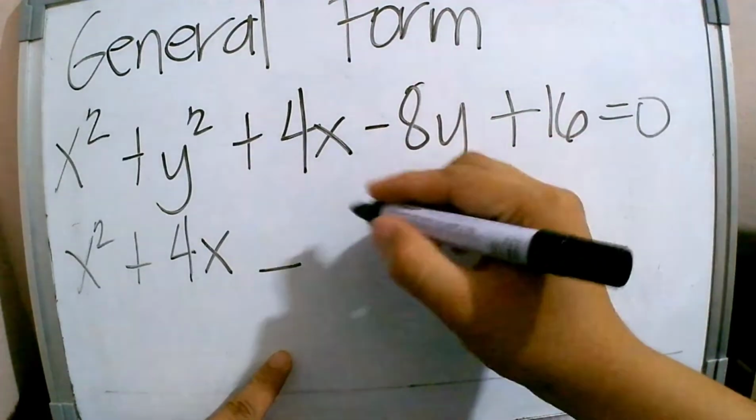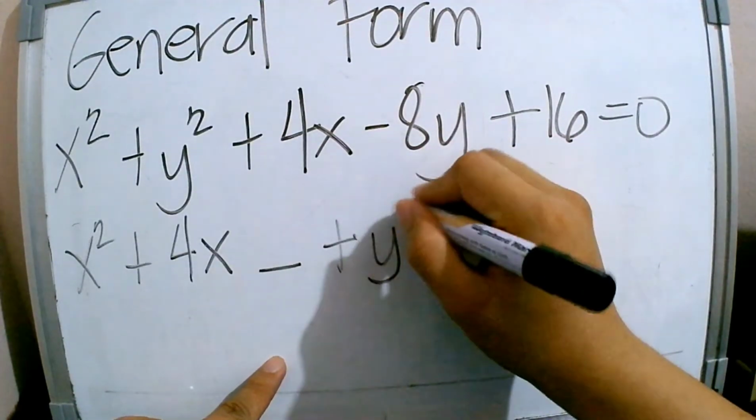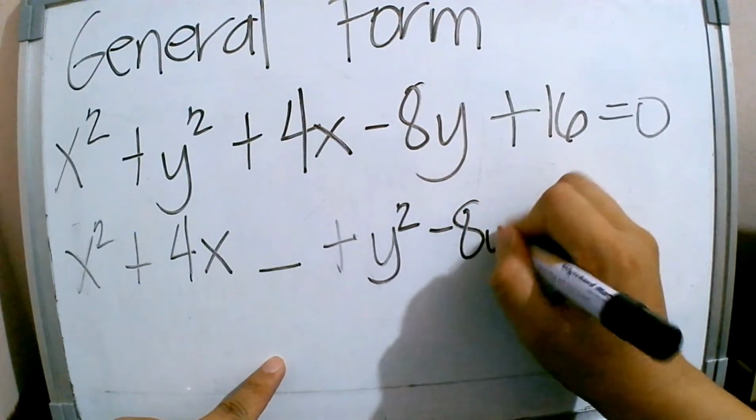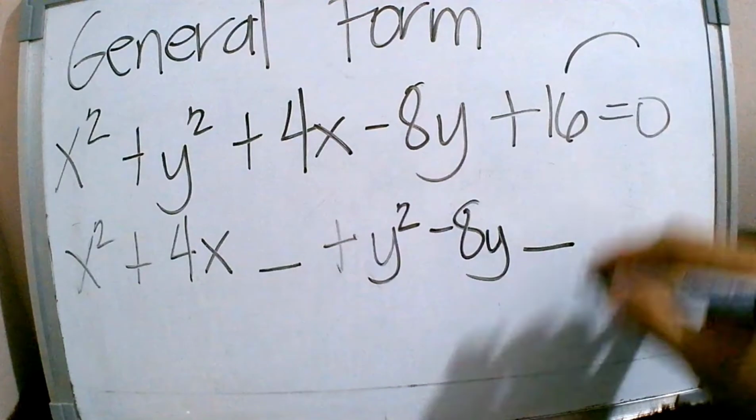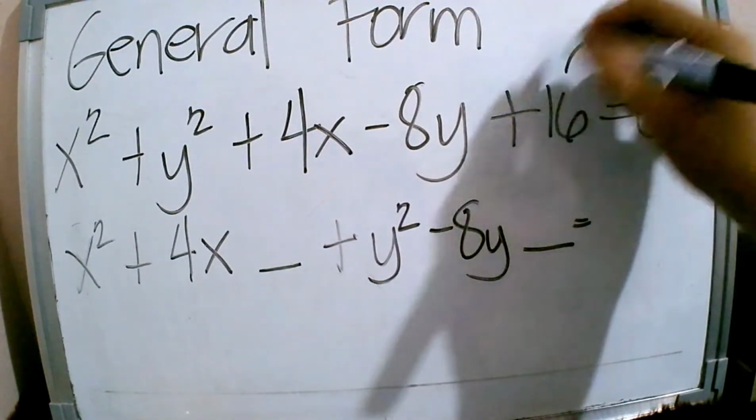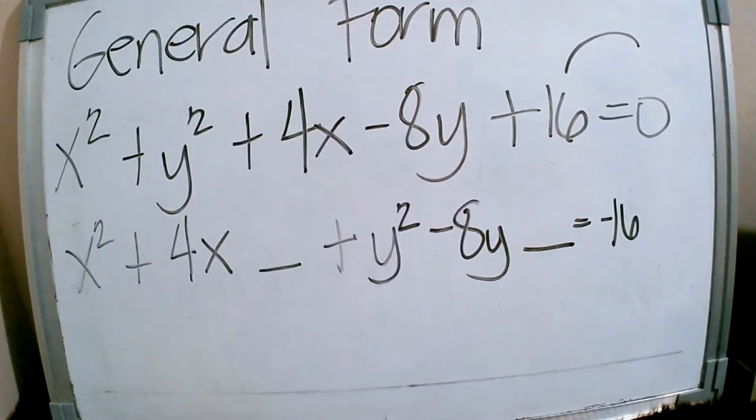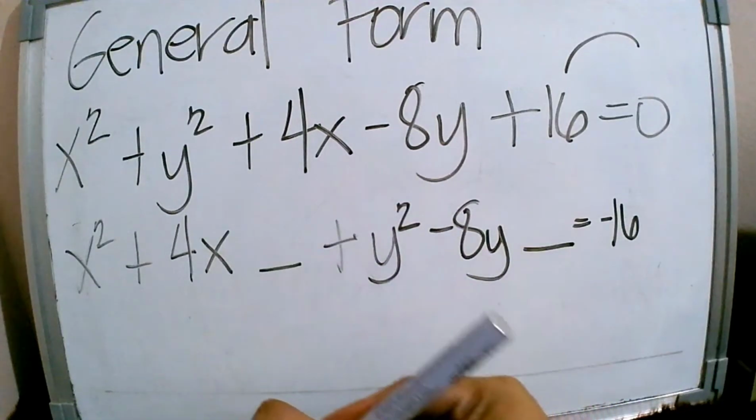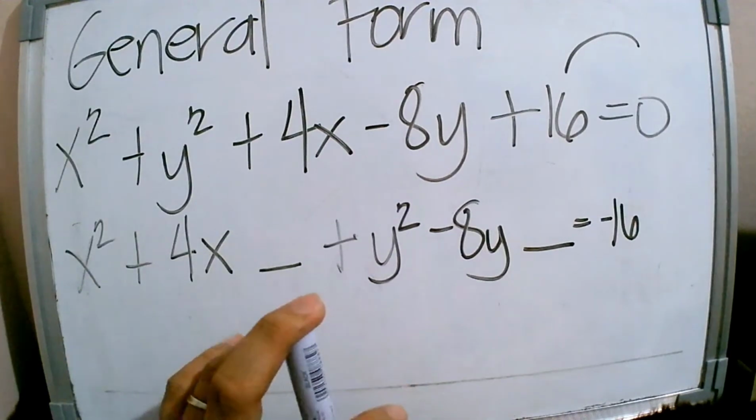Then group all the y's. So we have plus y squared minus 8y, then our third term. Then transpose this to the other side. So we have 16, so this will be negative 16. Okay, so what's next? We will do completing the square.